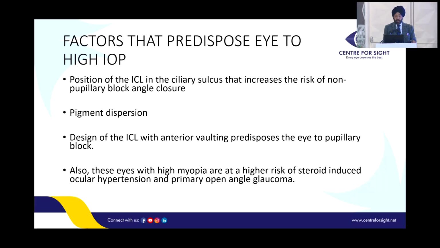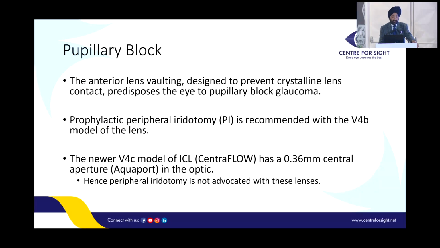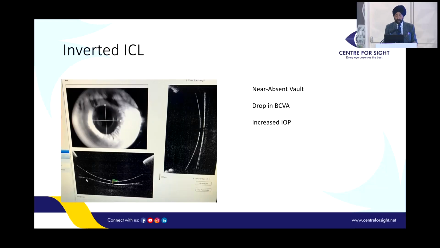Factors that predispose the eye to high IOP include the position of the ICL in the ciliary sulcus. If there is a lot of manipulation, you can have a lot of pigment dispersal, and this pigment dispersal can actually cause an increase in the intraocular pressure. Vaulting has to be proper, and all these eyes with high myopia are at a risk of steroid-induced glaucoma. Pupillary block glaucoma does not happen nowadays to that extent because there is a central hole which is 300 microns. Otherwise, a prophylactic peripheral iridotomy, whether by a laser or a surgical iridotomy, is required.